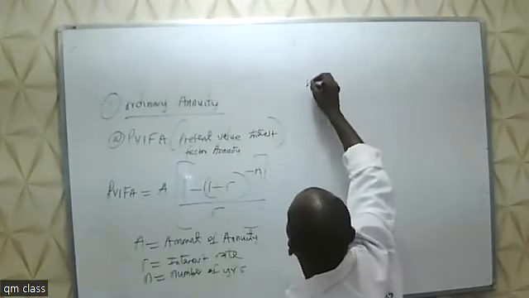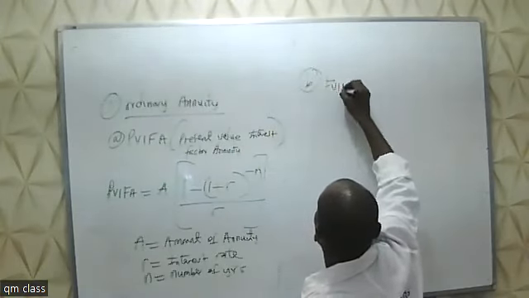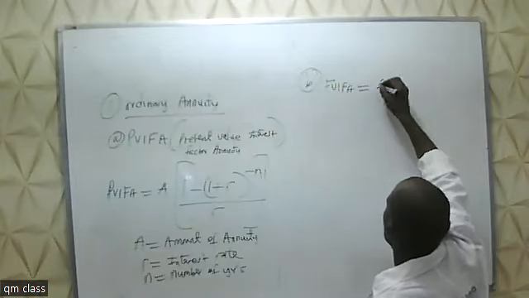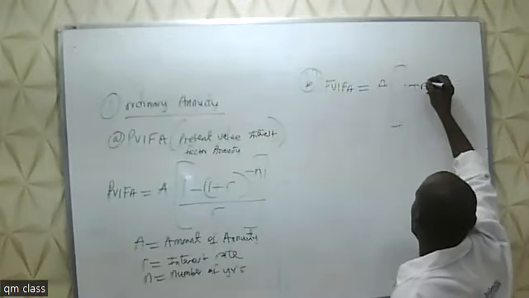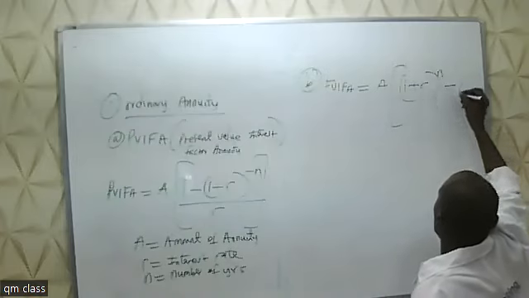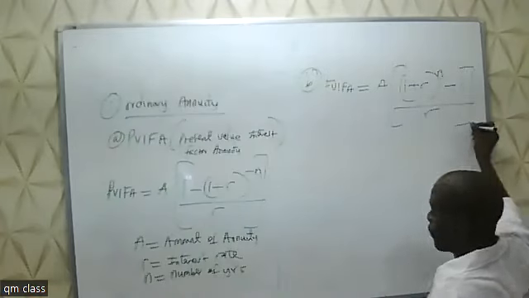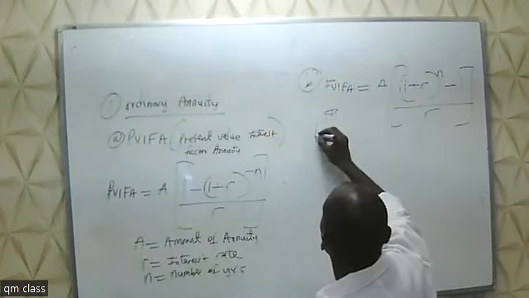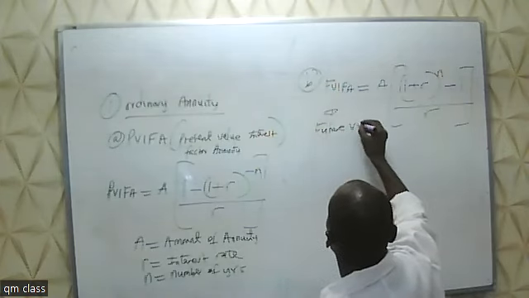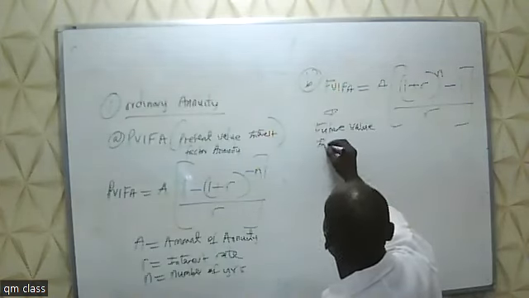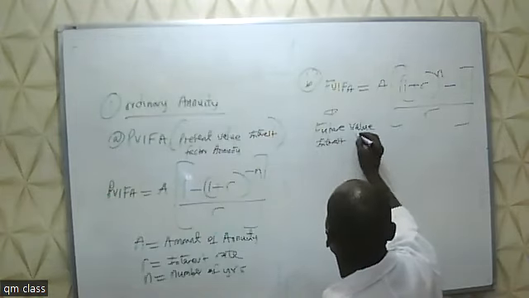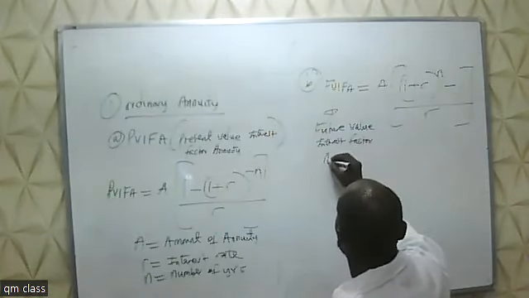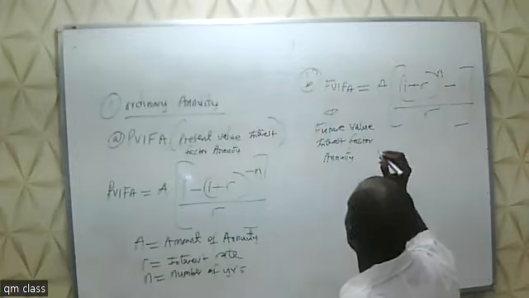Then the second one, we have the future value interest factor annuity, which is the amount times (1 plus R) to the power N minus 1, over R. Okay, so this is what this one is. So this is the future value interest factor annuity. This one is the future value interest factor annuity, like that one there.